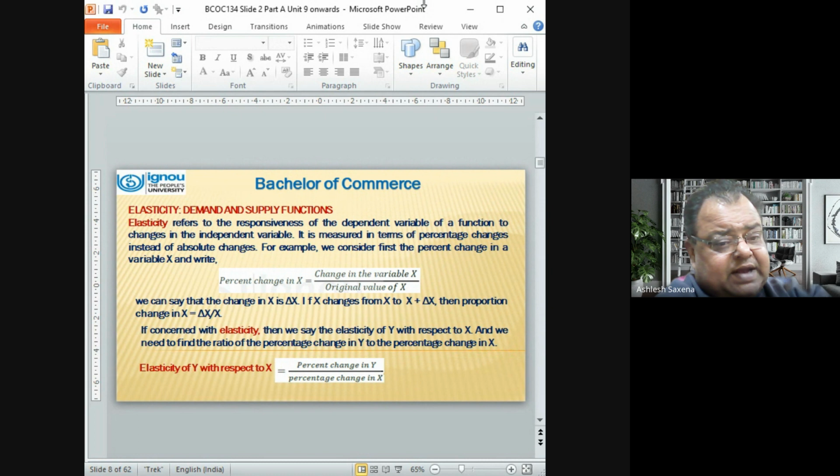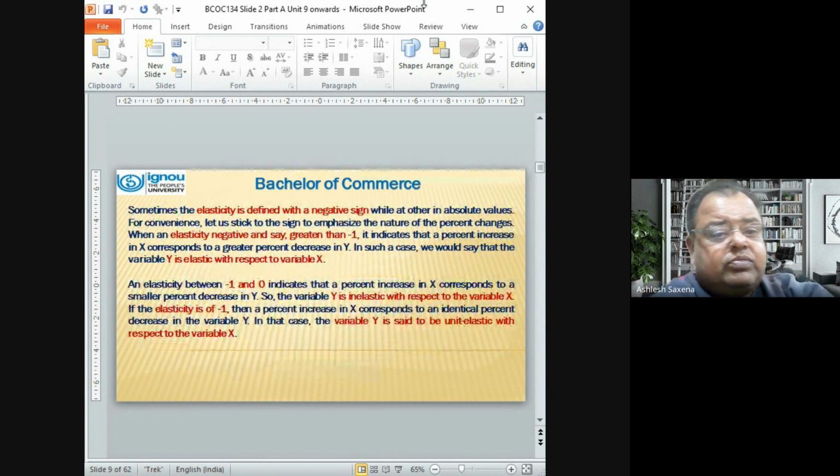If concerned with elasticity, then we can say the elasticity of y with respect to x. We need to find the ratio of the percentage change in y to the percentage change in x. Elasticity will be the percentage change in y to the percentage change in x. Sometimes the elasticity is defined with a negative sign, while at others in absolute values. For convenience, let us stick to the sign to emphasize the nature of the percentage.